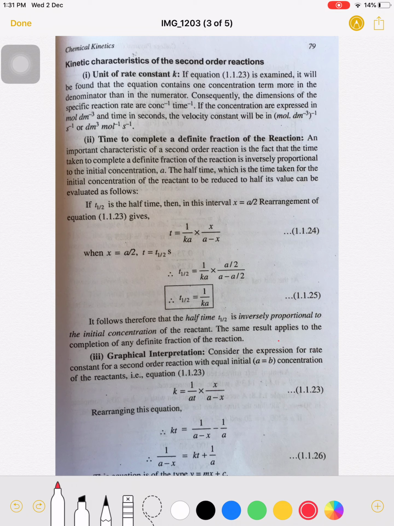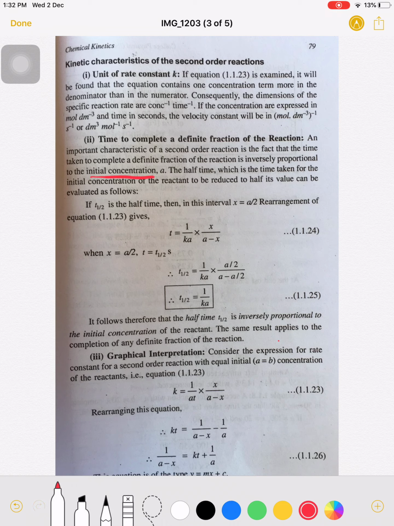Now the second property is to calculate the time to complete a fraction of reaction. An important characteristic of second order reaction is the fact that the time taken to complete a definite fraction of reaction is inversely proportional to the initial concentration a. So the time taken to complete a definite fraction of reaction, that is t half, is inversely proportional to the initial concentration.